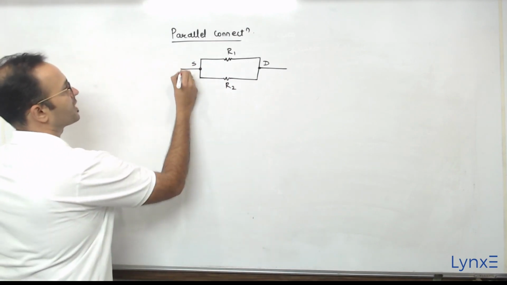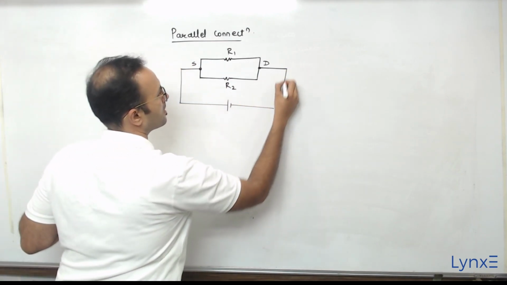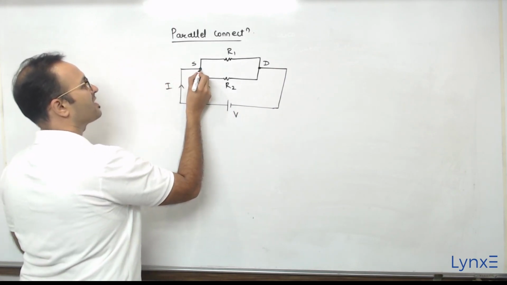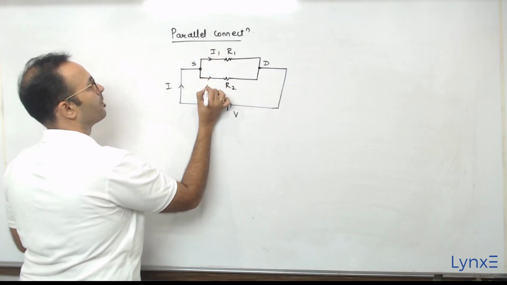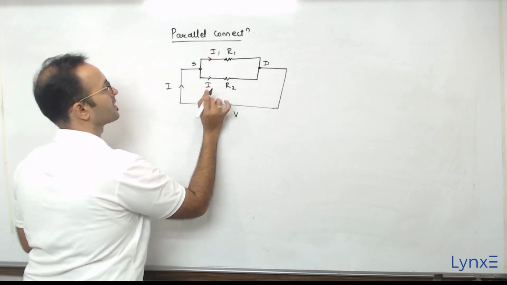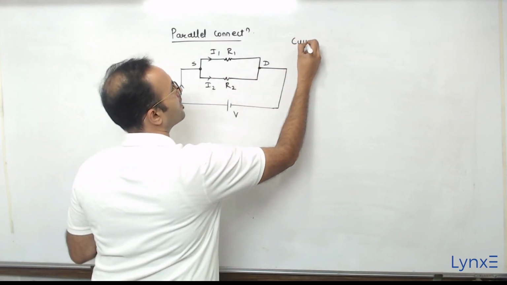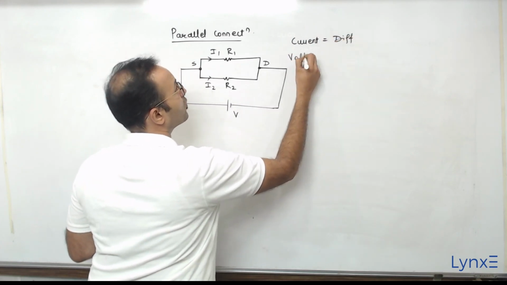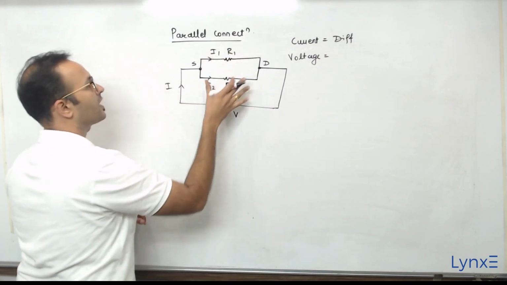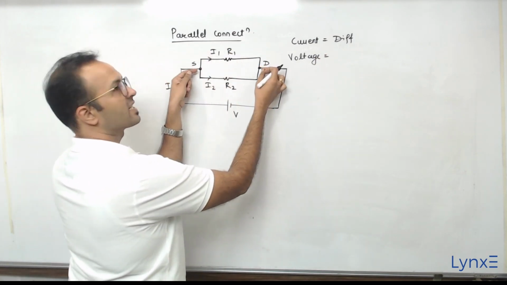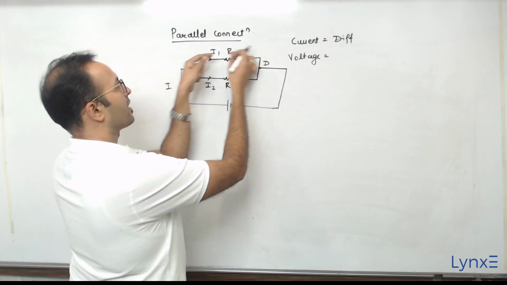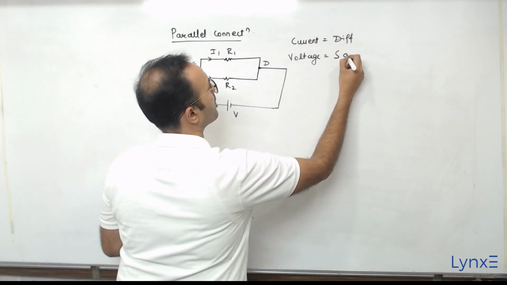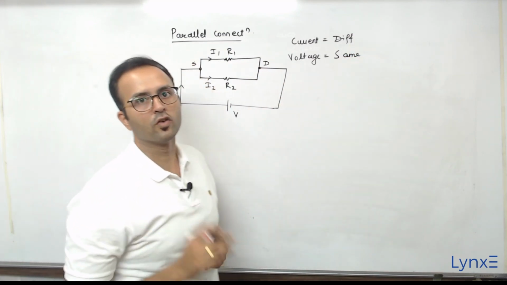Now, let's apply voltage. As I apply voltage, current will flow. Now this current at the source gets divided. This is nothing but I2. So what I can say, current is different, right? Now what happens for voltage? Voltage across R1 and R2, you can see the voltage is applied between source and destination. So that means the voltage for R1 is V as well as the voltage for R2 is V. So your voltage is same, right? Your current is different, your voltage is same.